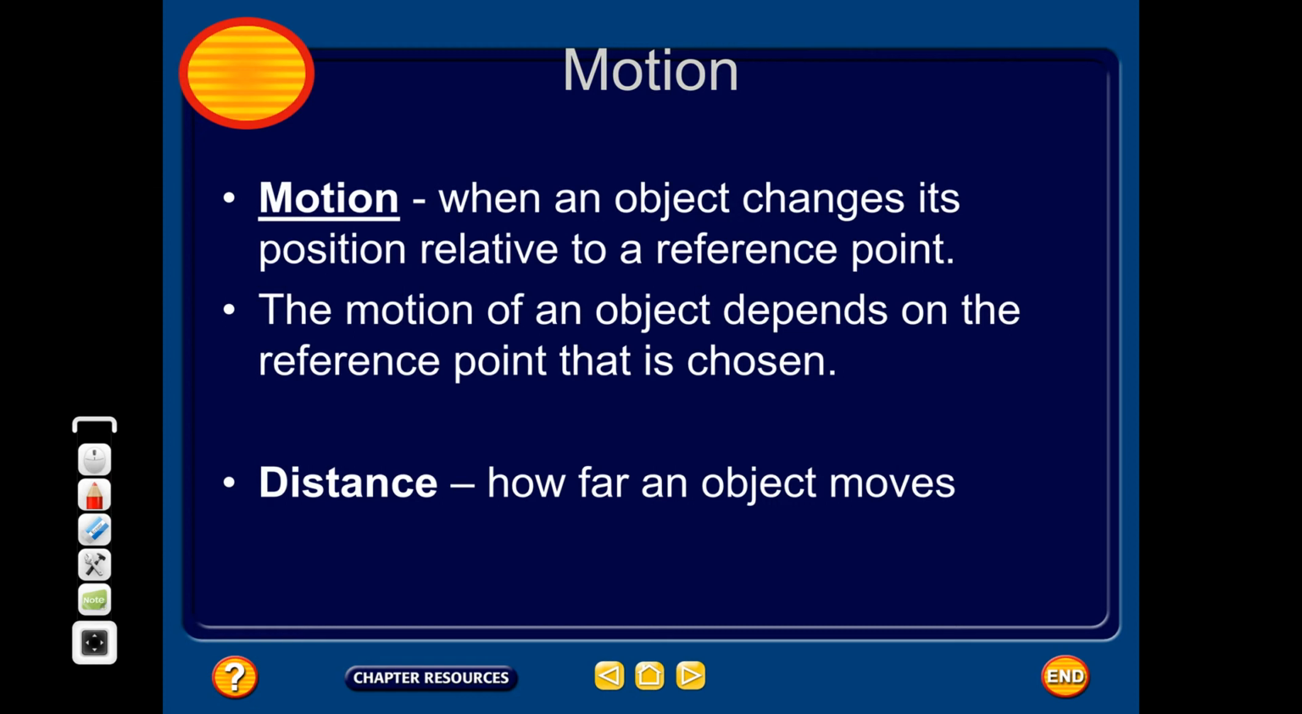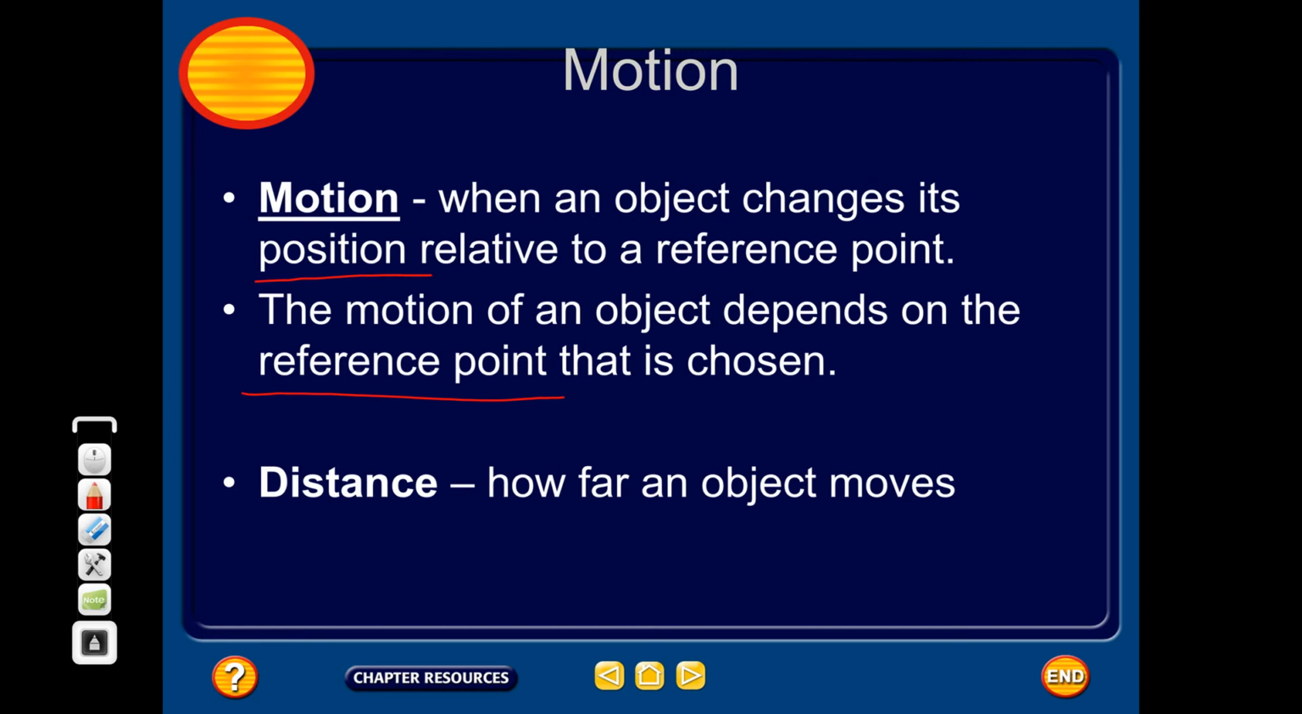So that's what we have here. Motion, as most people point out, is when you are changing position relative to a reference point. Motion is a change in position. So it depends on where you are moving in relation to, again, this reference point.